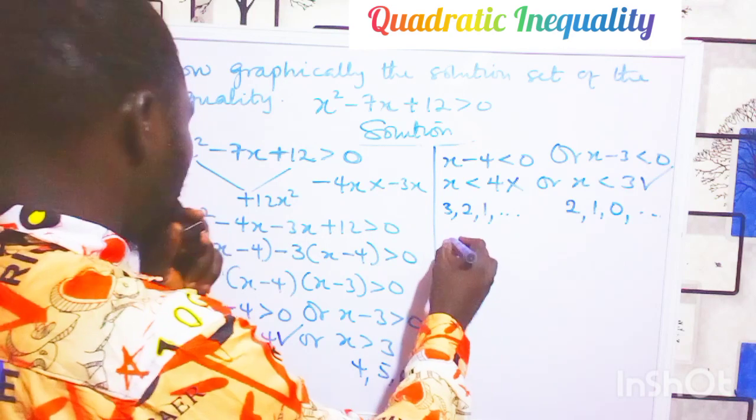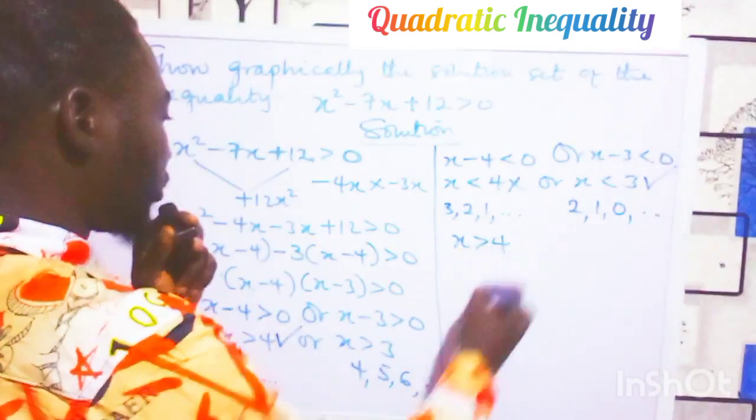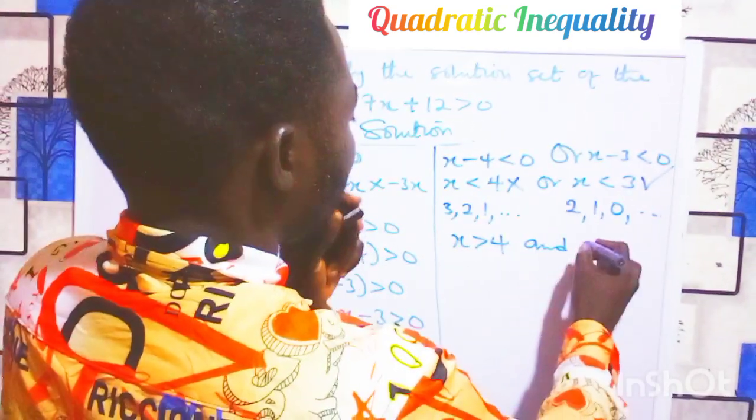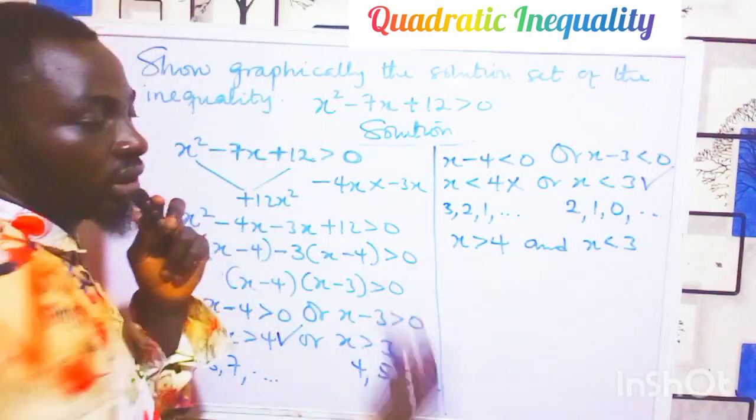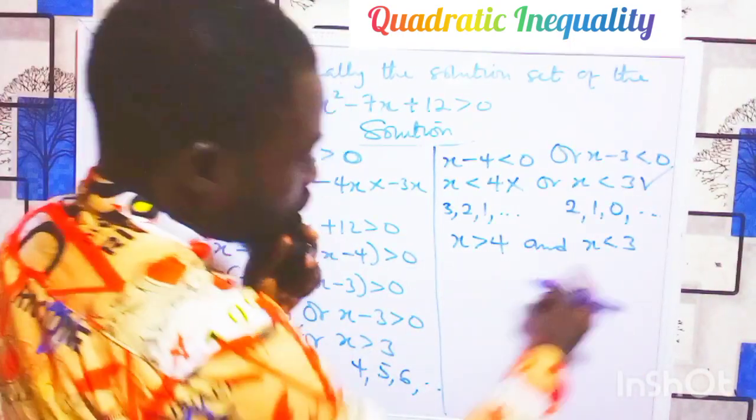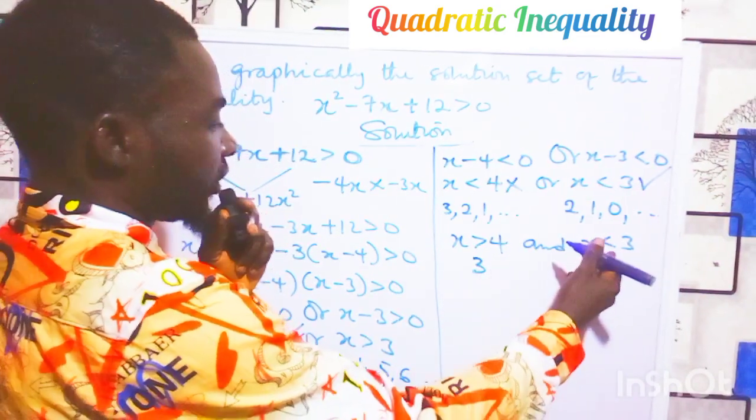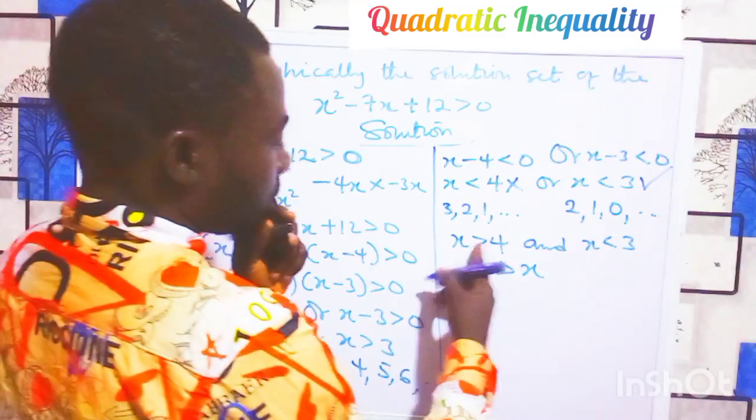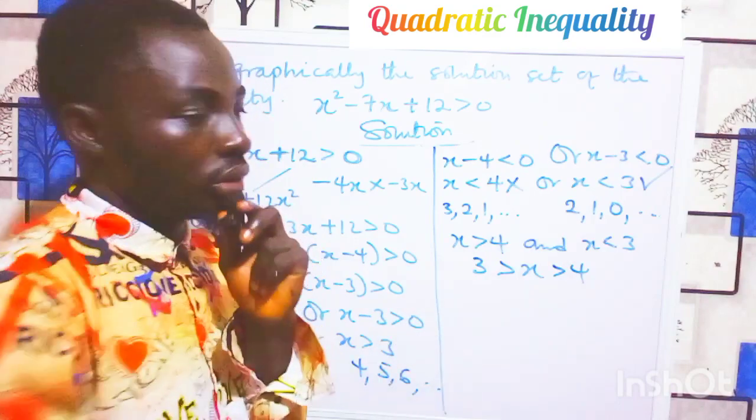So that means the solution is x is greater than 4 and x is less than 3. They are the ones that can satisfy this expression, and that can be combined by saying, from here, 3, the sign is facing 3, that 3 is greater than x, while x is greater than 4. That is a combination of the two.